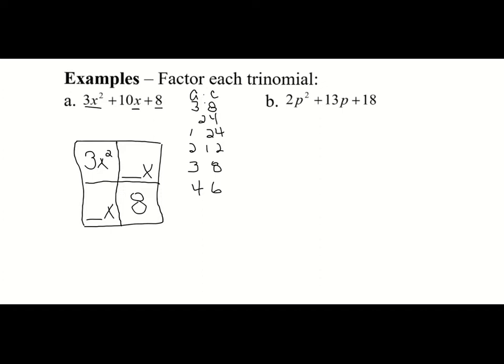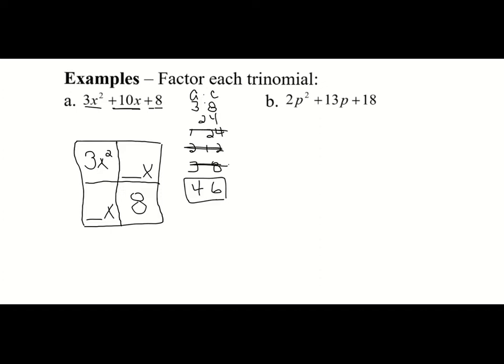Now, I need to find two factors. I have two plus signs, so they're both going to be positive numbers that will also add to give me a 10. So I know 1 and 24 isn't going to work. 2 and 12 will not add to give me 10. And I need two plus signs, so it's not going to work. 3 and 8 don't work, but 4 and 6 work. So those are going to be the two terms that I am going to use when I do my factoring.